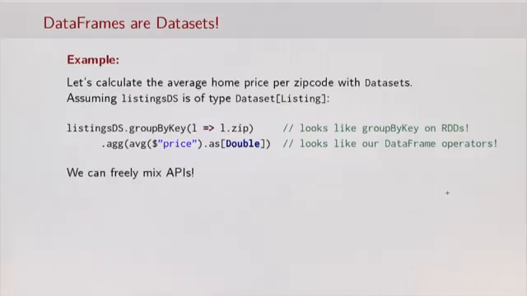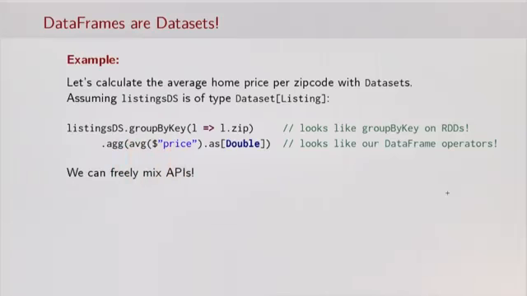Let me tell you what I mean by mixing and matching these two APIs. So here's an example of that same computation that we were looking at a few slides back, where we were trying to calculate the average price of all of the homes for sale in different zip codes. So let's assume that we have a dataset called listings.ds. It's the same shape as it was before. It's a case class with some fields in it, but the most important fields are, of course, the price and the zip code field. And the first thing we do is we can do groupByKey on it.